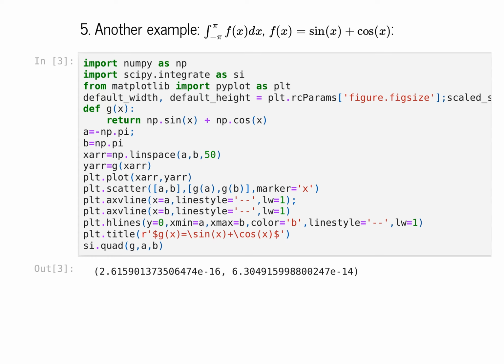To visualize the function over this interval, an array of x values is generated, and the corresponding y values are calculated using our function g. These points are then plotted to show the curve of g of x. We also add x markers at the integration endpoints on the curve, draw vertical dashed lines at these limits, and include a horizontal dashed line for the x-axis to help visualize the area being calculated by the integral.